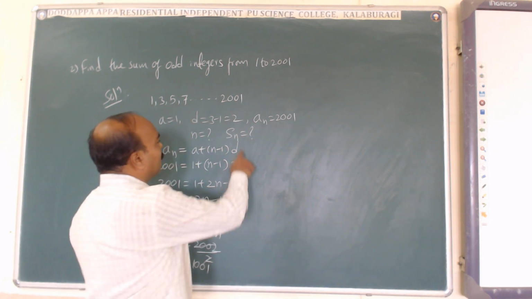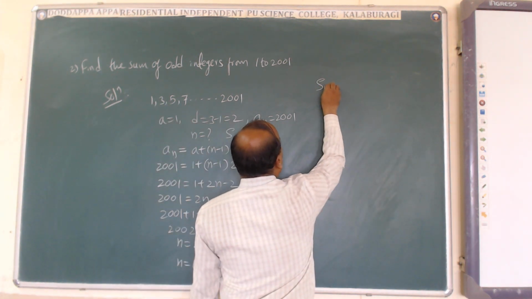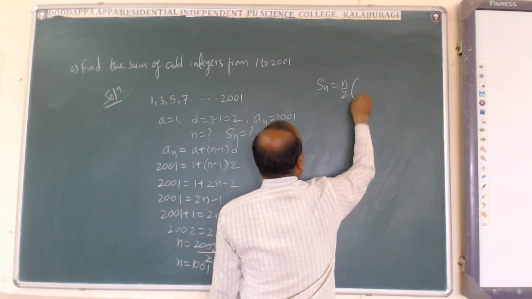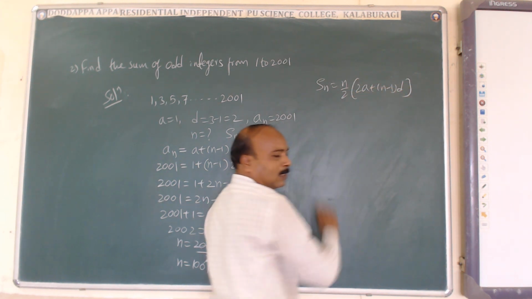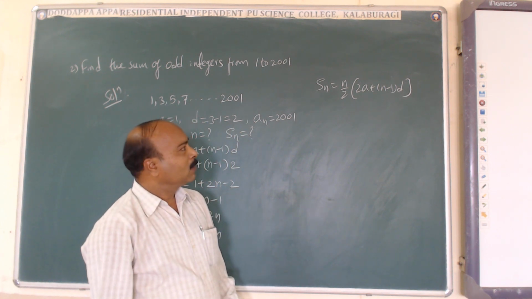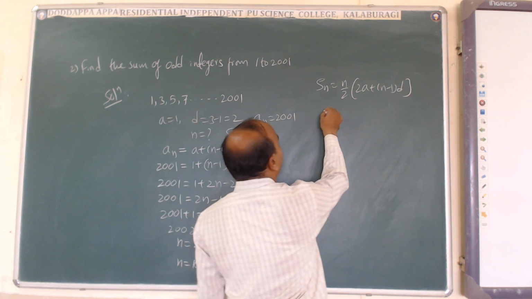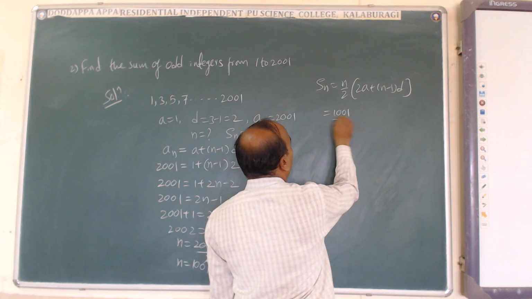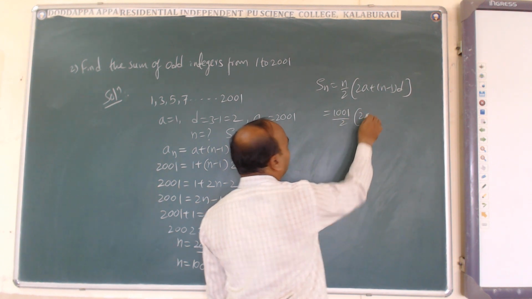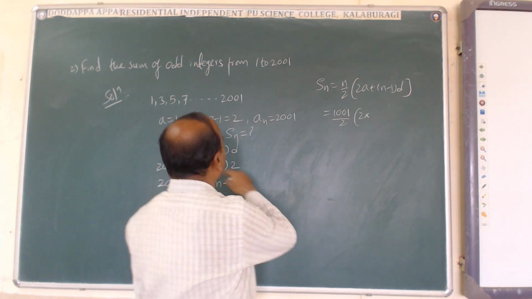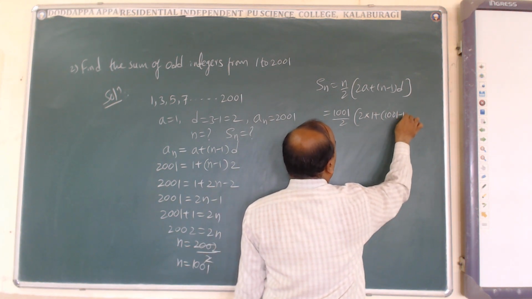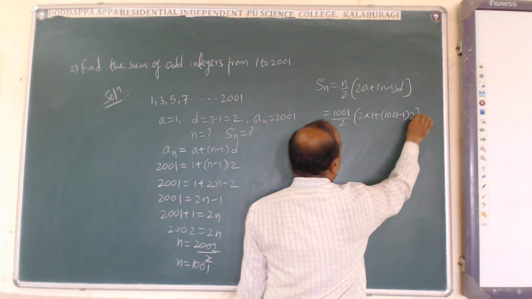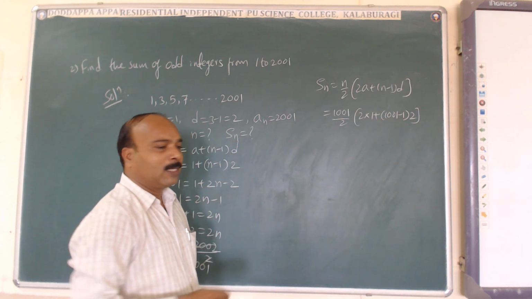Now we go for the next requirement, that is Sn equal to n by 2 into 2a plus n minus 1 into d. It is our Sn formula. Here we substitute the n value: n value is 1001 by 2 into a value is 1 plus n value is 1001 minus 1, d value is 2. Substituting all the values.